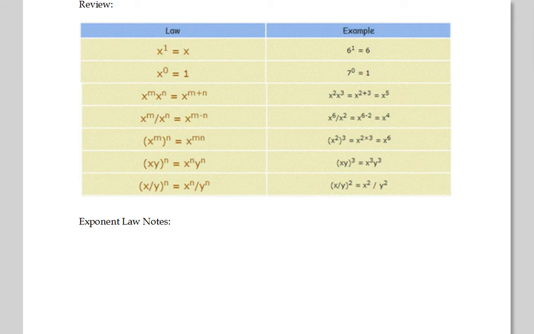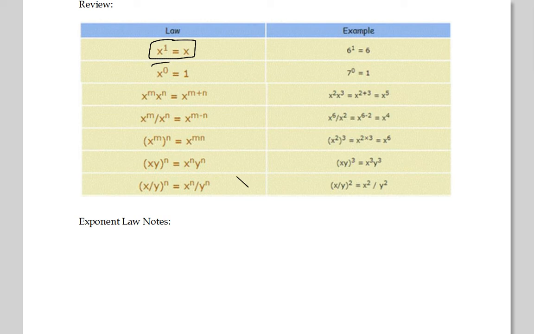Now the first one, x to the power 1 equals x. That's pretty straightforward. It's just telling you that if you have one x, one term, it's just x. So anything to the power 1 is itself. Okay, anything to the power 1 is itself.